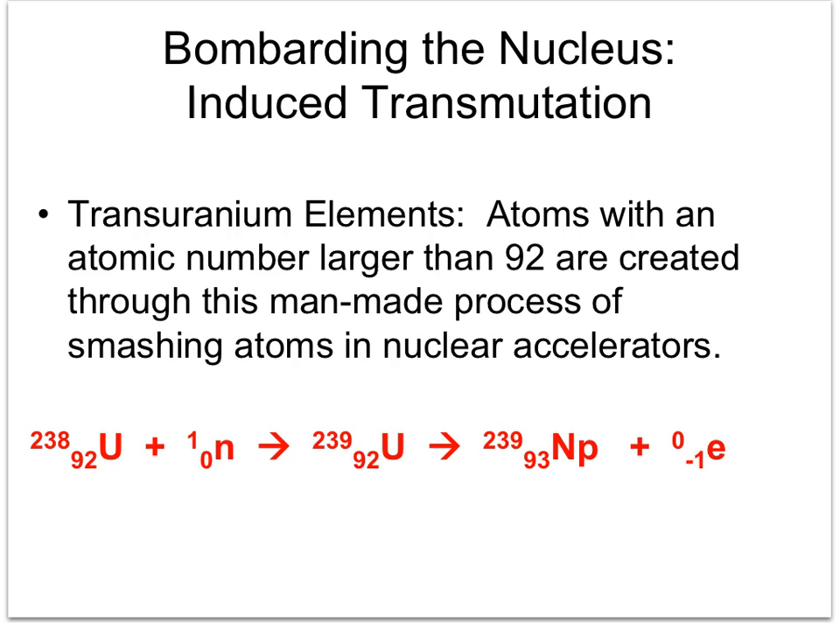If we take uranium-238, and in that nuclear accelerator, we smash it with a neutron, it ends up producing uranium-239, which then goes through beta decay to produce neptunium-239. So this is a way that scientists can create new elements. Any element after number 92 on the periodic table has been created in this way. It is not a naturally formed element, but a man-made element.